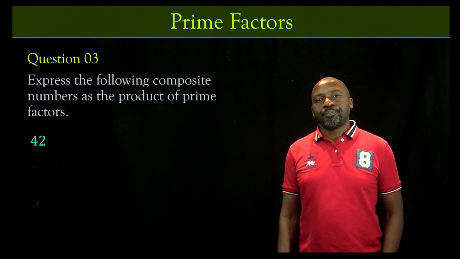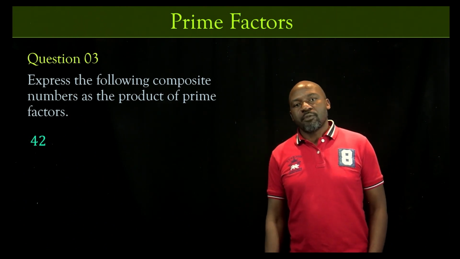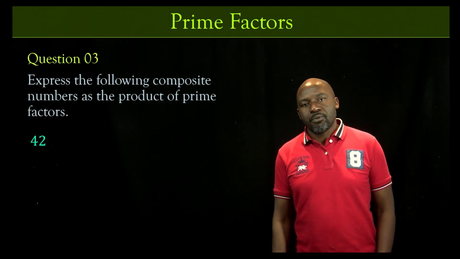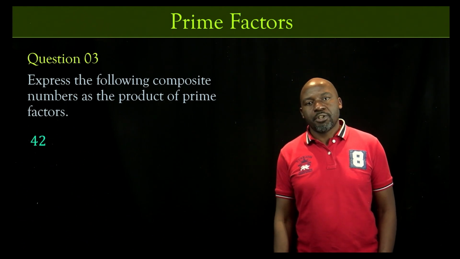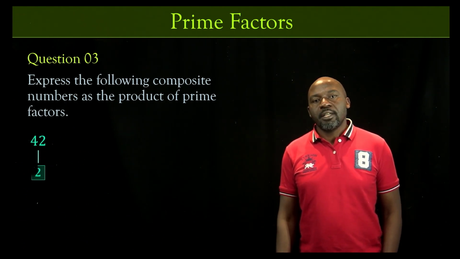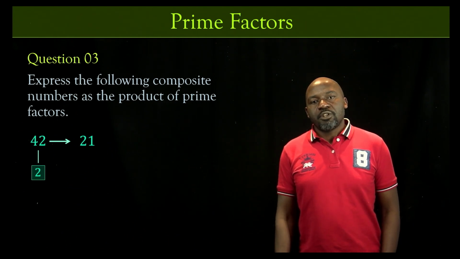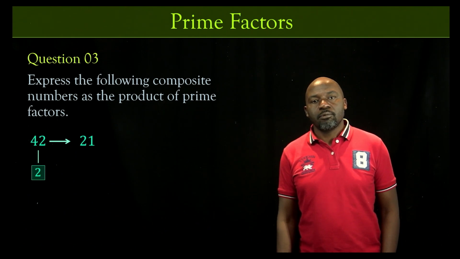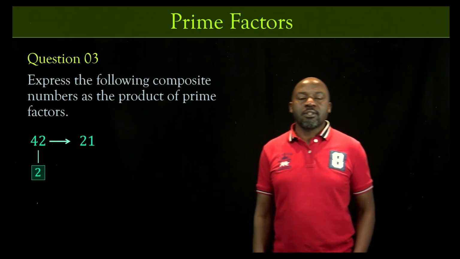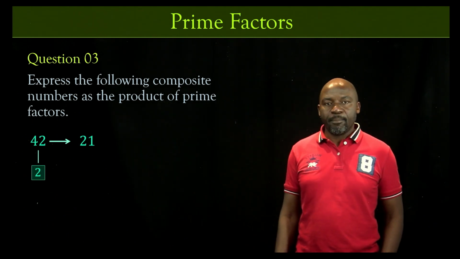What about 42? Again, start from the smallest. Does 2, the prime number 2, go into 42? And the answer is yes. It goes 21 times. All right. We try with the 2 again. Does 2 go into 21? And the answer is no. If we divide 21 by 2, we get 10.5. So 2 does not divide 21 completely.